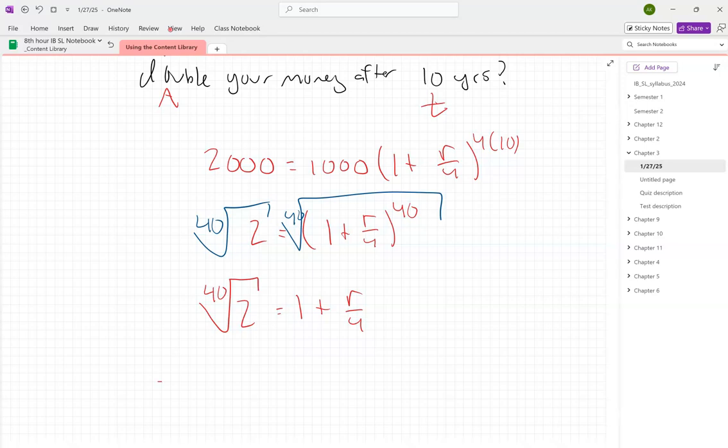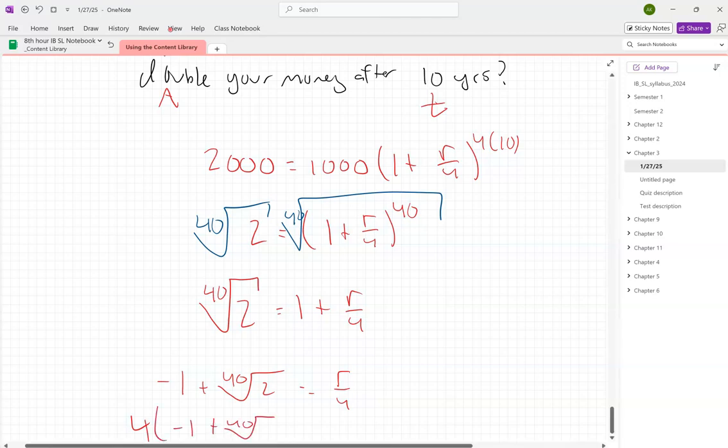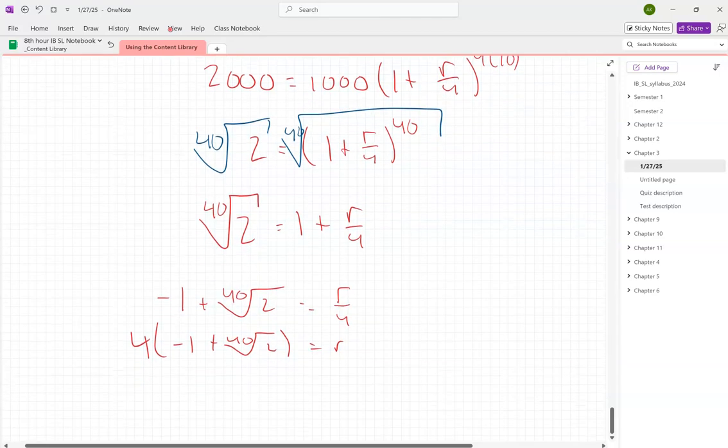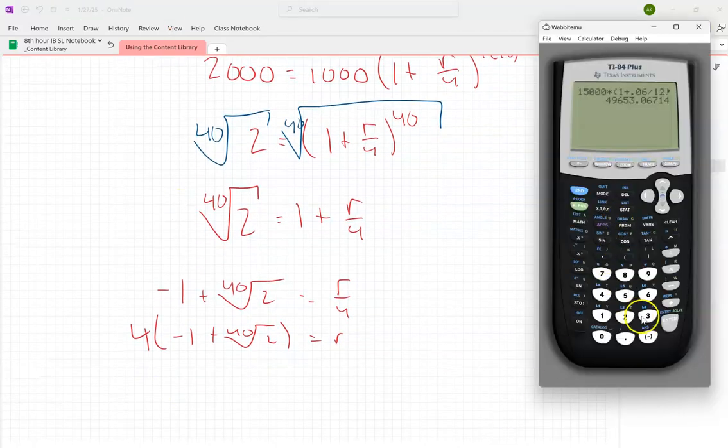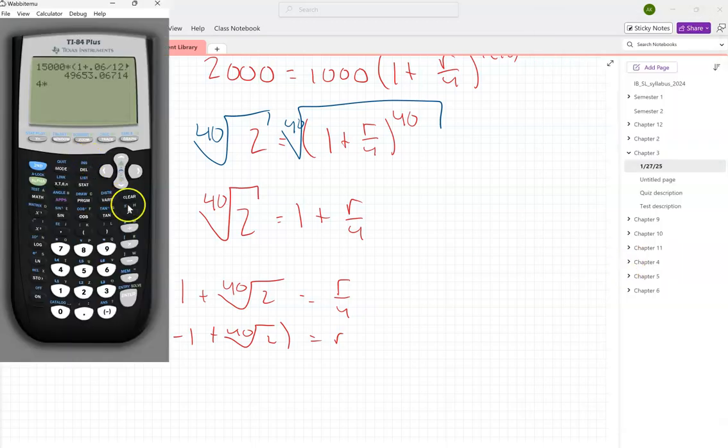All right, so to solve then, we'll just subtract 1 and then multiply both sides by 4. And that ought to do us. How do I do a 40th root? I just do it as 1 to the 1 over 40 power on my calculator. Oops, that's supposed to be a plus there, not a minus. I wrote it down right. There we go. So I get about 7%.